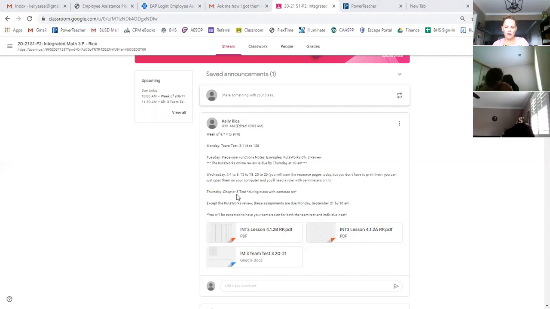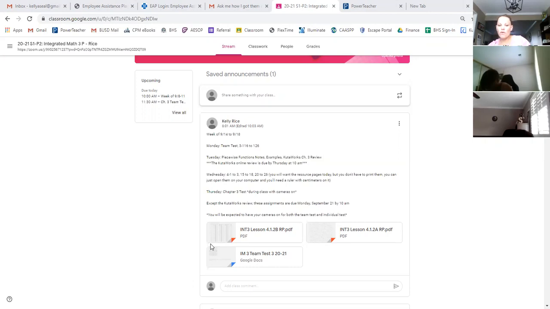I will hopefully make a post by this afternoon saying what you should expect to see on your test. But basically it's going to be similar to the review tomorrow, the team test, and the closure problems. You're expected to have your cameras on for both the team test and individual tests. So today when you get into your breakout rooms, you are expected to have those cameras on. Your team test is kind of like a participation grade. So that's kind of where we are with that.